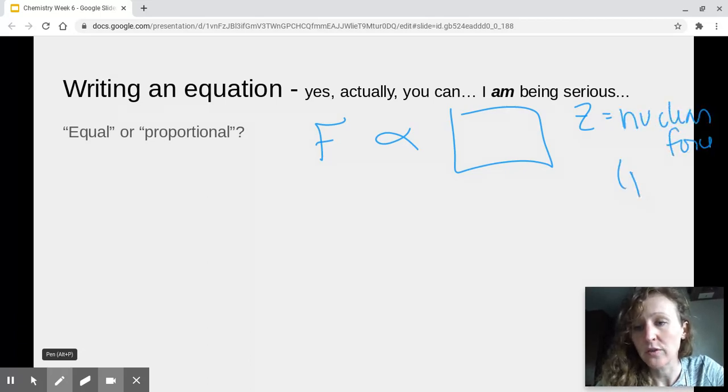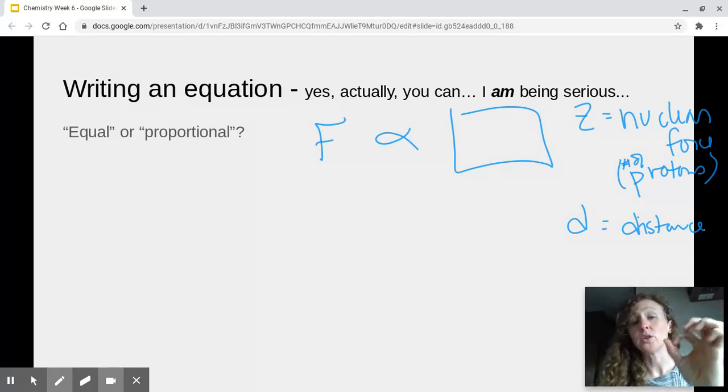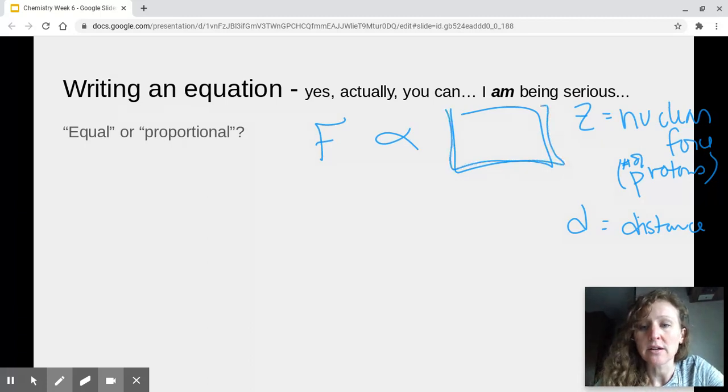And the nuclear force is really the number of protons. And the other thing is D. So D is going to be the distance between the nucleus and the outermost electron. Okay, so what we need to do is build this other side of our equation using Z. How is force proportional to Z, and how is force proportional to distance?